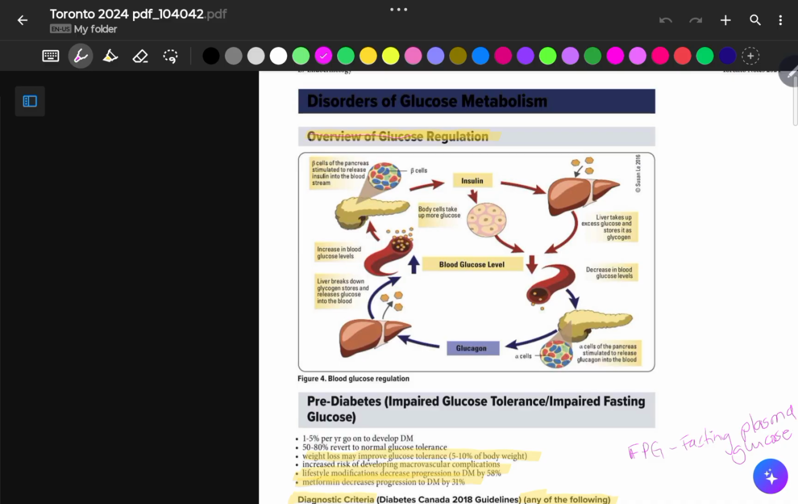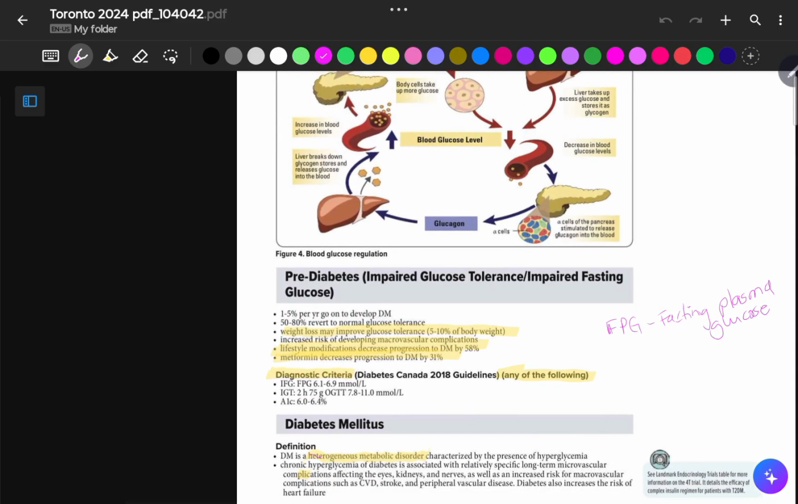As insulin is released by the beta cells, what will happen? Insulin will help the glucose to be taken into the cells. It goes to the liver, takes up excess glucose, and stores it as glycogen. Now what happens when the blood glucose level is low? Your pancreas is stimulated to release glucagon into the blood by your alpha cells. Glucagon then helps to break down glycogen stored in the liver so that glucose can be released into the blood. So basically, that's the quick overview.